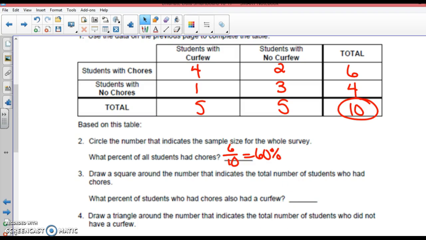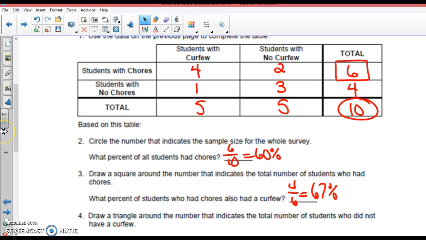Draw a square around the number that indicates the total number of students who had chores. So, students who had chores. Okay, here's chores, 6 of them. What percent of students who had chores also had a curfew? Well, there are 6 total, and 4 had a curfew. So 4 out of 6, 2/3, 67%.